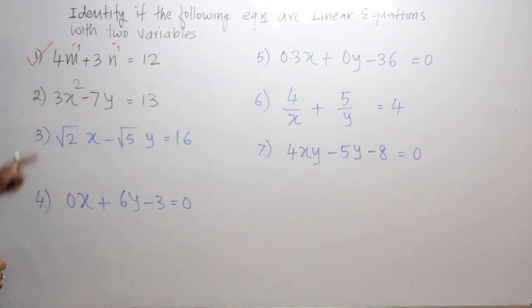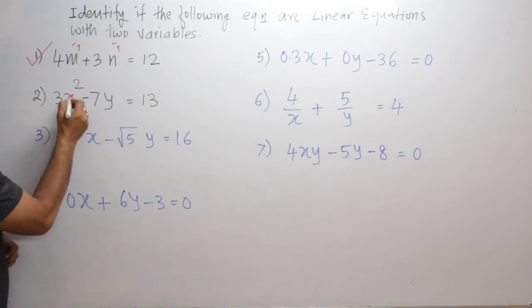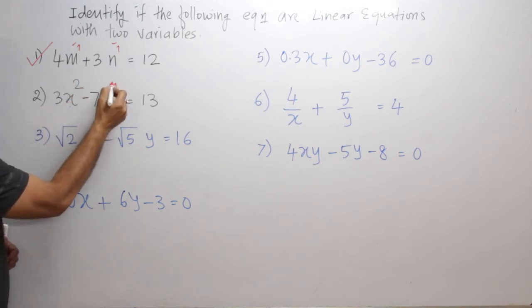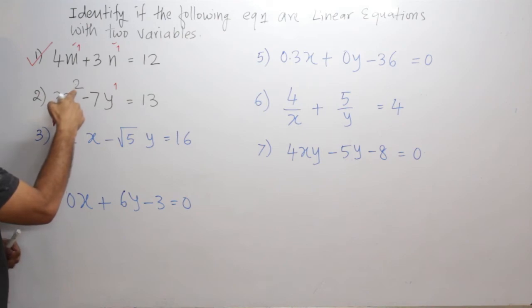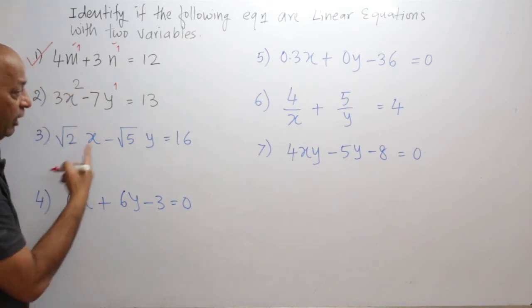Correct answer. Second, here the variable is x, power is 2, y, the power is 1. The maximum degree is 2. So this is not a linear expression.